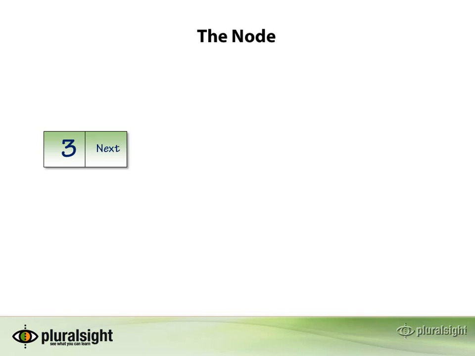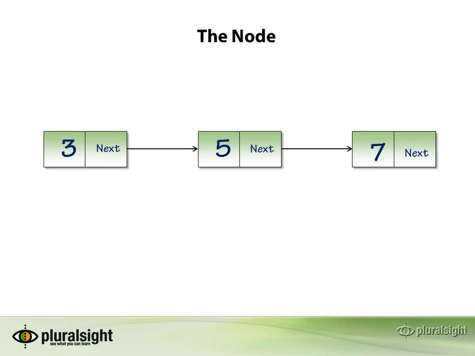So as you can see here, we have a single node. It has a value of 3 and a next pointer, but it has nothing to point to. So let's create another node, this time with the value 5. Now let's connect the first node to the second node. We've now created a chain with two nodes and one link joining them. This process can be repeated for many more nodes.